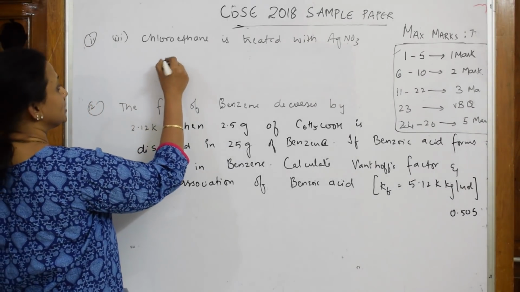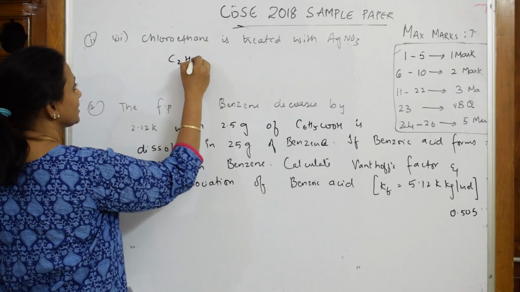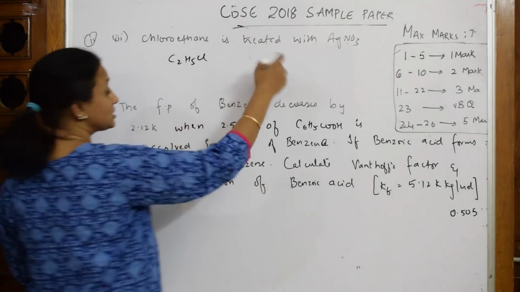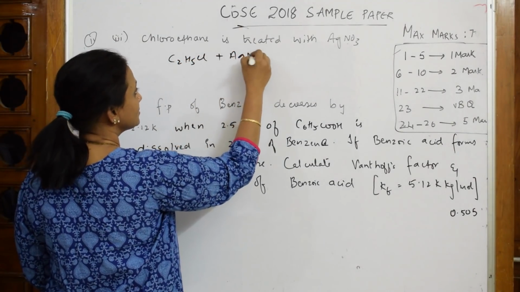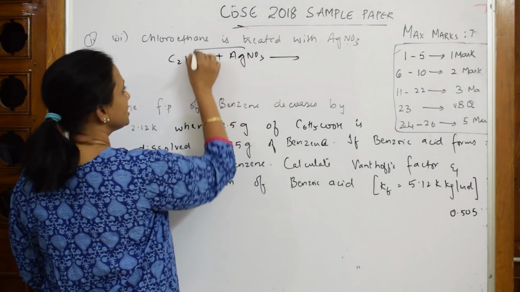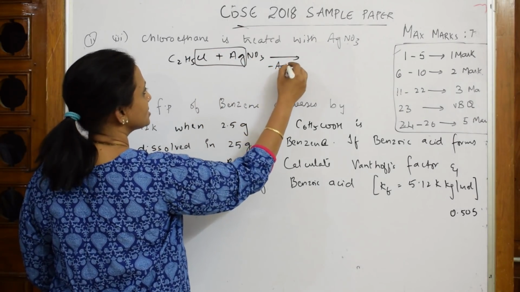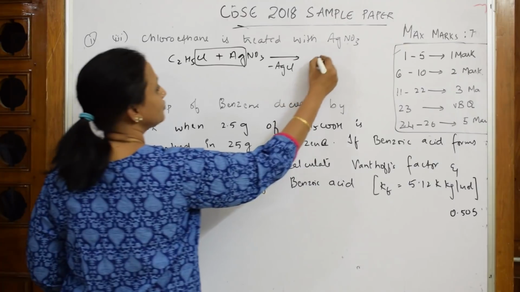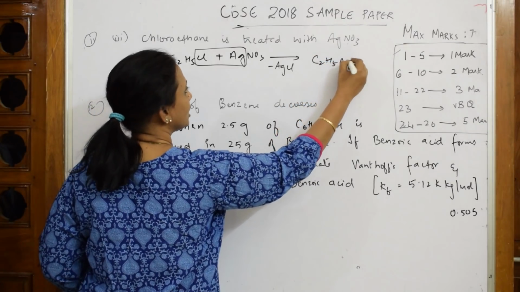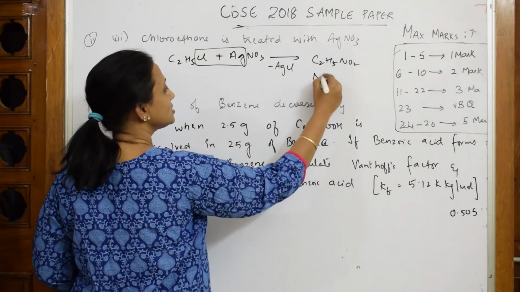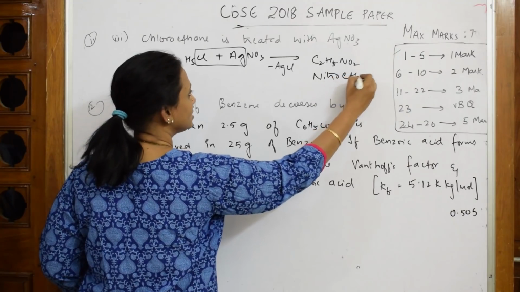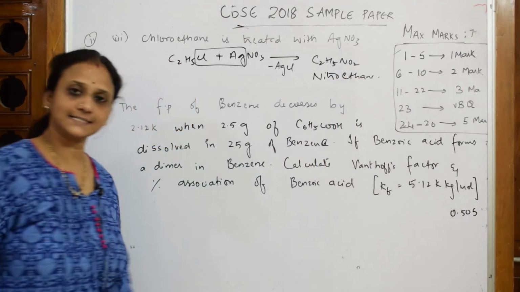So chloroethane. So write the formula C2H5Cl. Right, now it's treated with AgNO3. So take the silver nitrate. So what happens? AgCl is out, minus AgCl. What is left now? This is going to form C2H5NO2. Okay, so this is the IUPAC nomenclature, nitroethane. That's it. That's the compound.